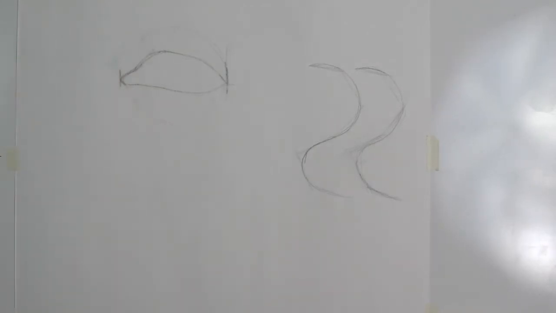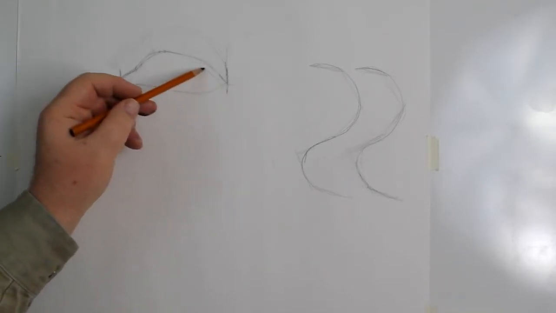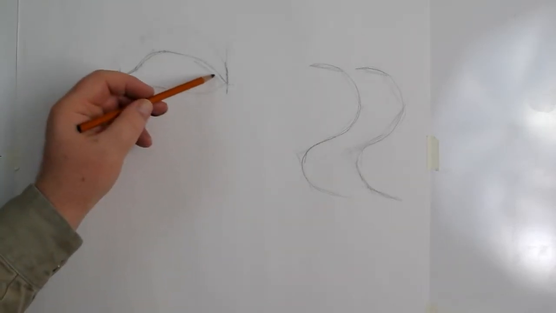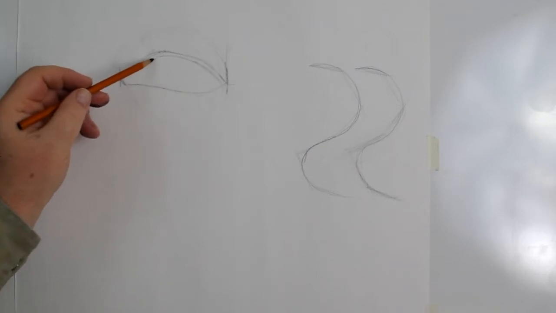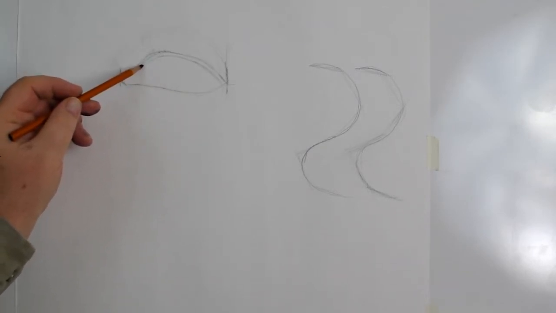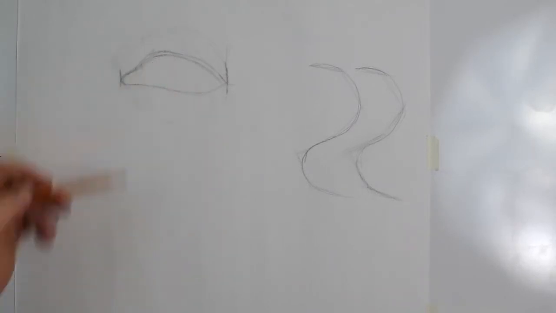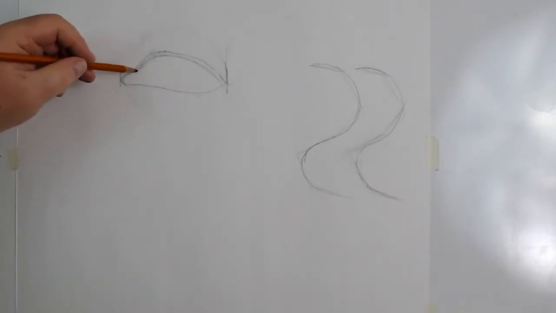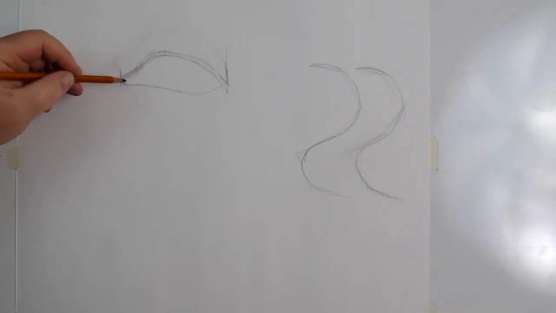Okay, so now we want to remember that this eye has a thickness. The eyelid is not paper thin, so it's going to have a thickness. If we're looking straight into the eye, we'd have to look really well, because the eyelashes will come down in front of this top lid and cover this a little bit. Sometimes we have to imagine what's actually there behind other stuff.